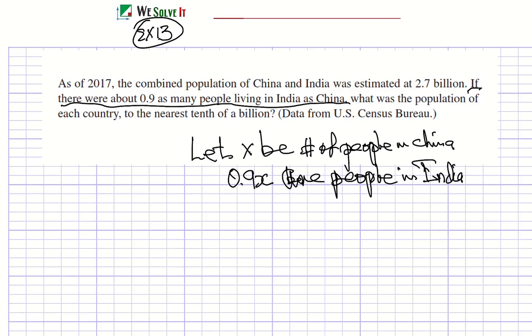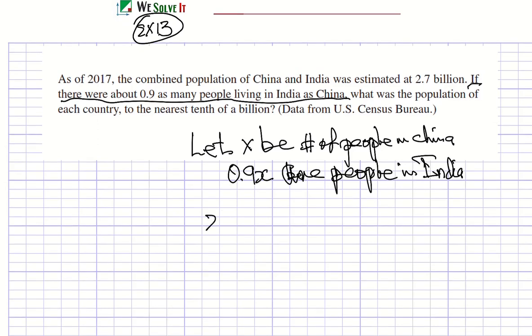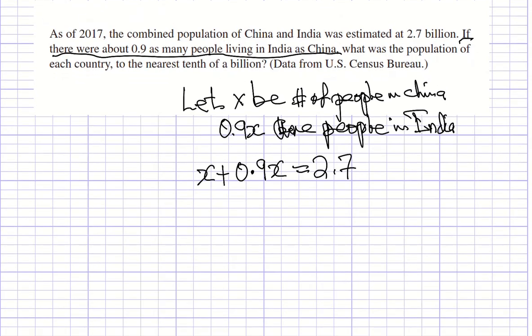These numbers are in billions, okay? What is the total given? 2.7 billion. So basically we have x plus 0.9x equals 2.7 billion. You combine that again, that's 1x. Combine that, you have 1.9x equals 2.7. You see that, right? Basically, that's what that is saying.